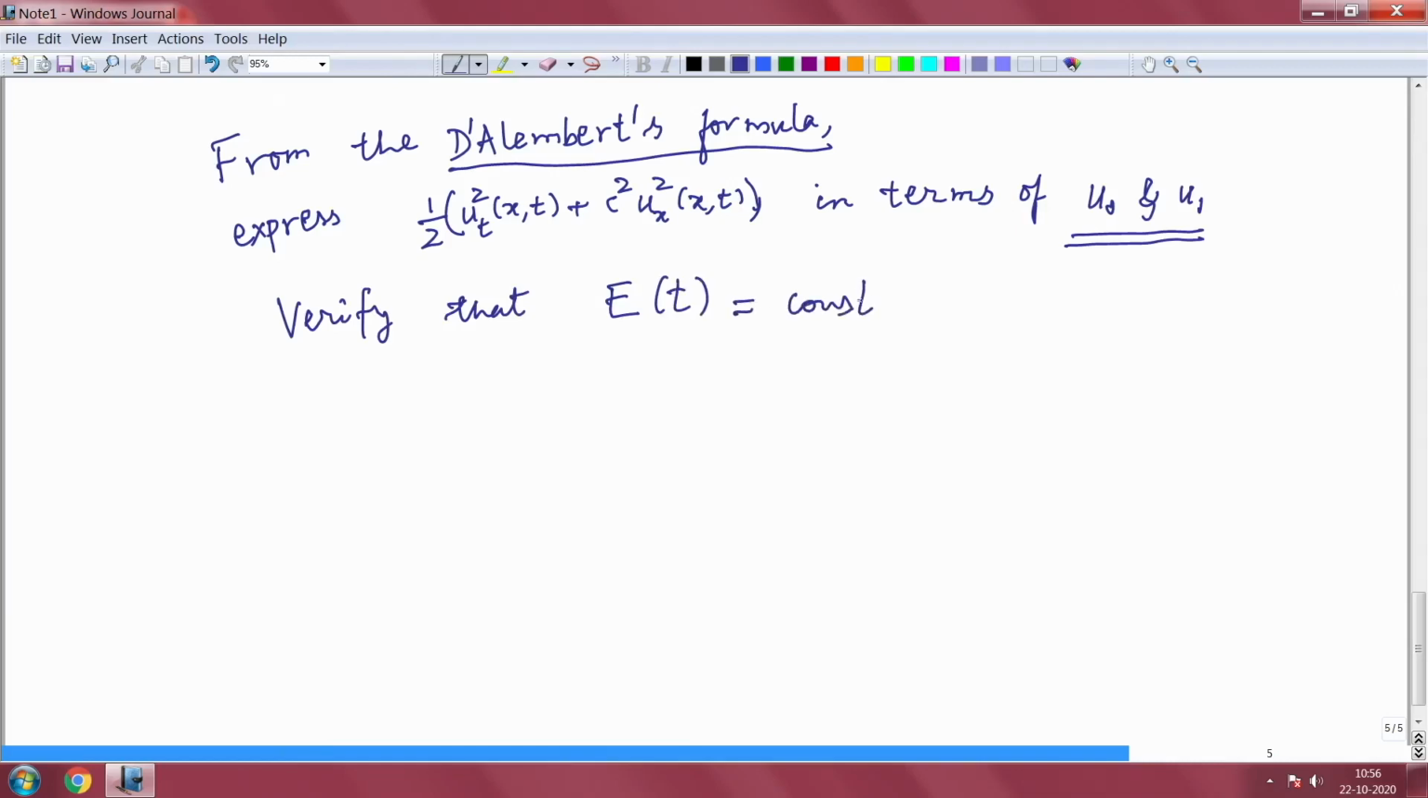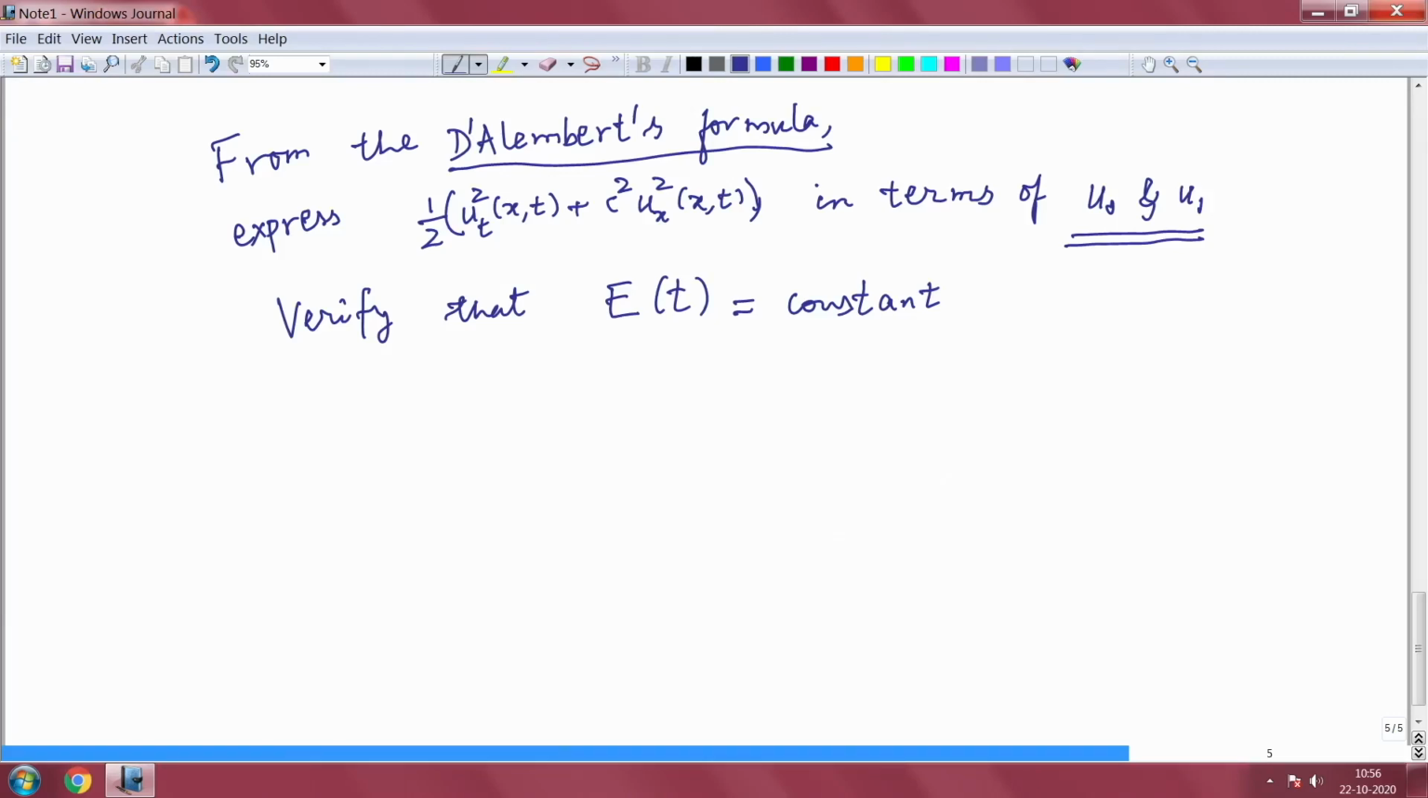But this advantage of an explicit formula is missing when the coefficients are variables or for higher order equations. So, one has to deal with the energy directly. Okay. So, with this remark, let us move on.